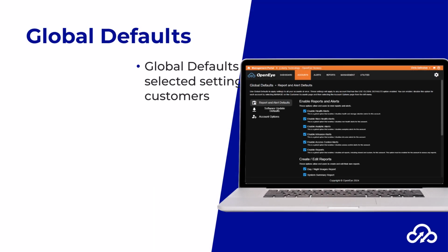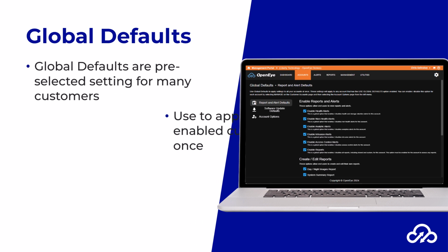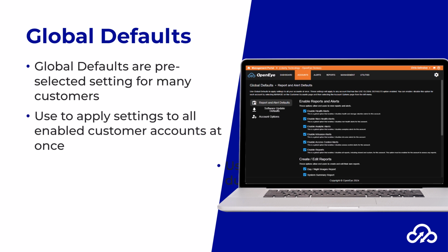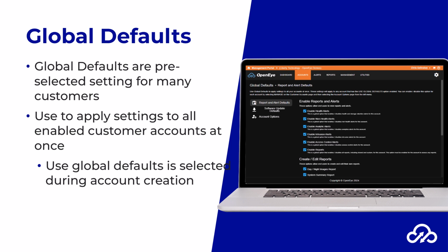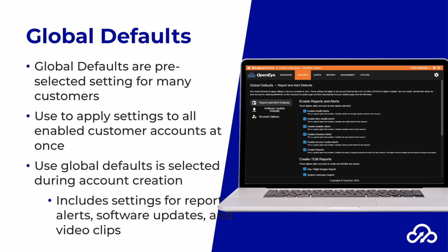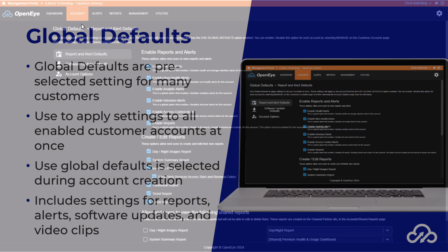It is best practice to set global defaults to the most common settings used among your accounts. Any changes to global defaults will change all accounts using them. When you create a new account, you can choose at that time to use global defaults. If you wish to start or stop using global defaults on an account, it can be updated from the Account Options setting. Next, we'll discuss alerts.